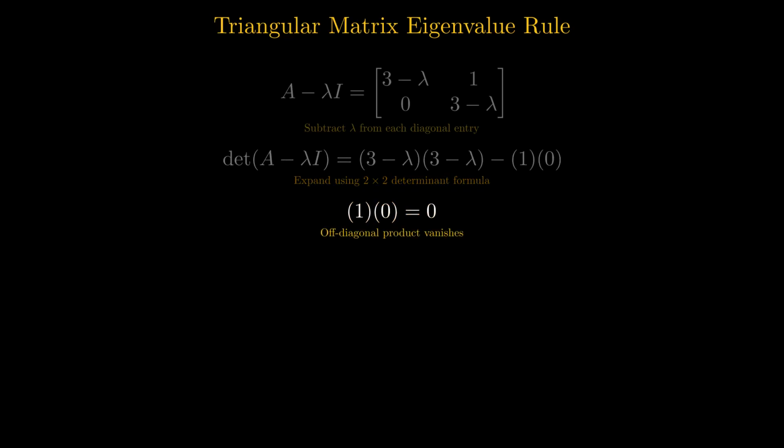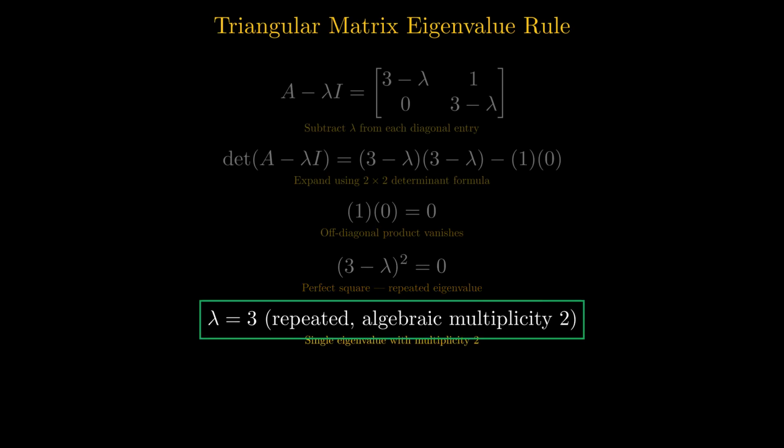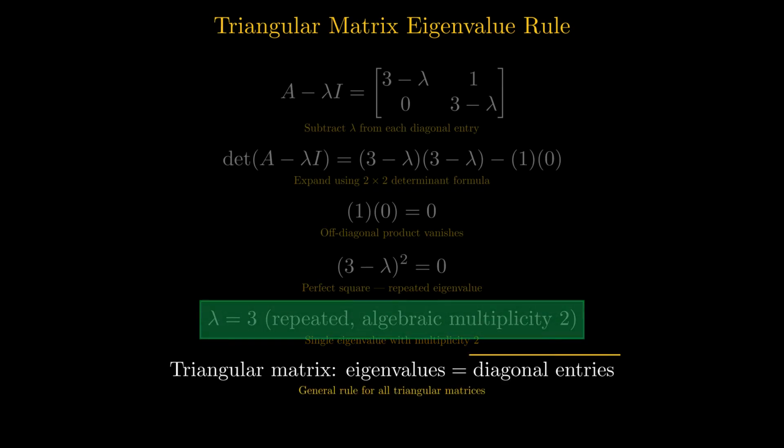Notice that the off-diagonal product is 1 times 0, which vanishes completely. So we're left with (3 minus lambda) squared equals 0. Solving, lambda equals 3, a repeated eigenvalue appearing with algebraic multiplicity 2. This confirms our shortcut. For a triangular matrix, the eigenvalues are just the diagonal entries. Lambda equals 3 appears twice, a repeated eigenvalue. We expect 2 independent eigenvectors. Let's check whether we actually get them.